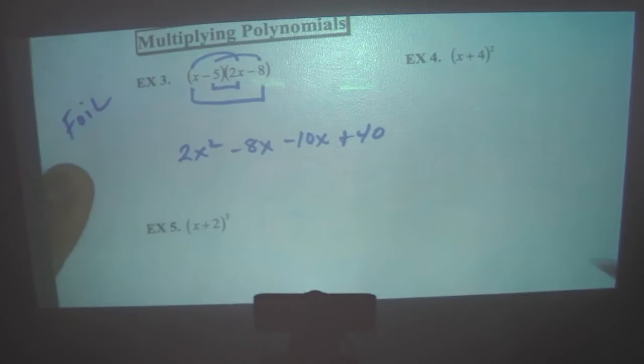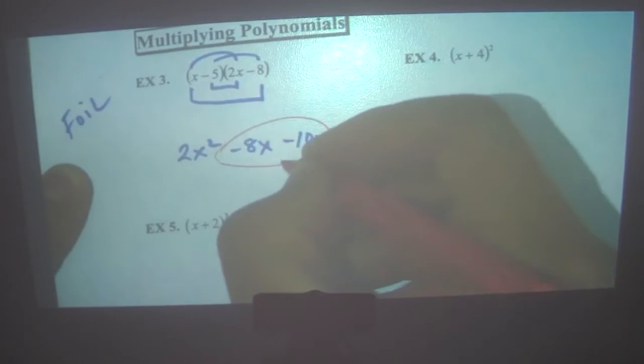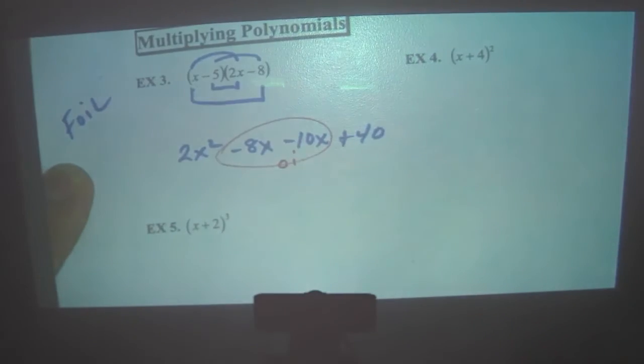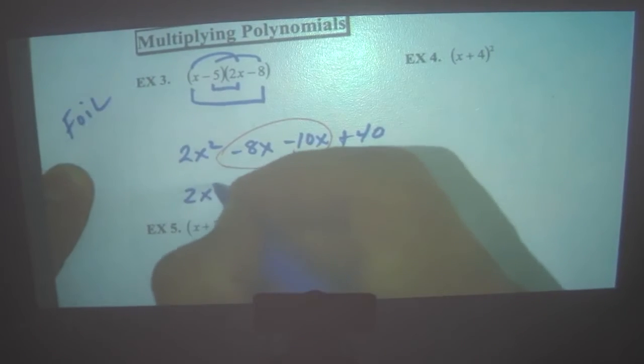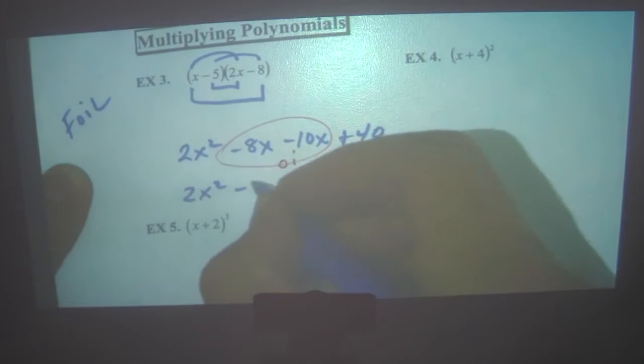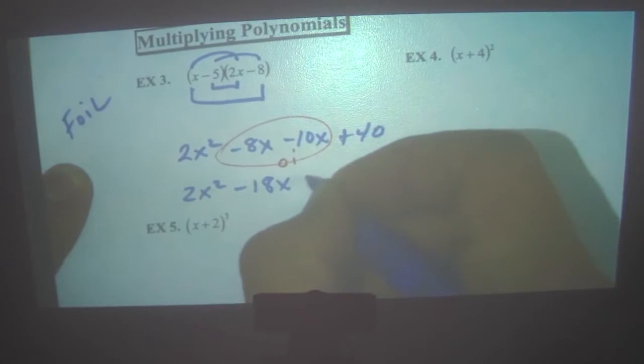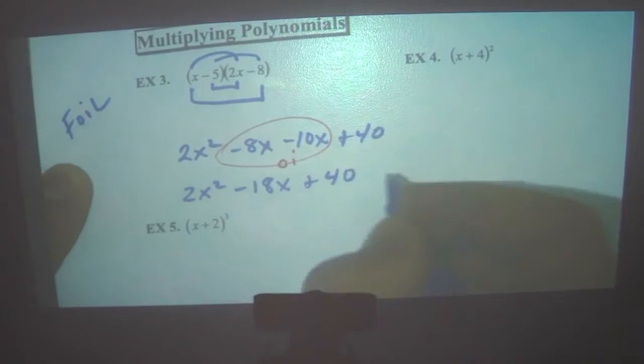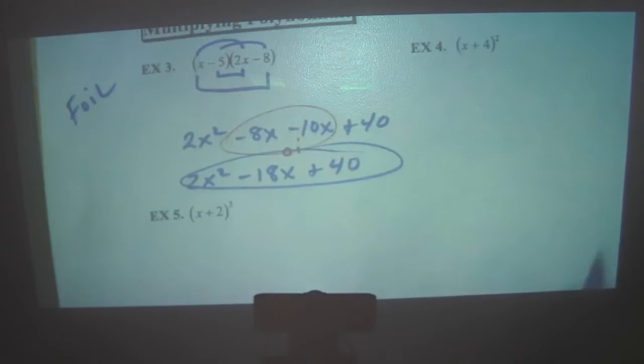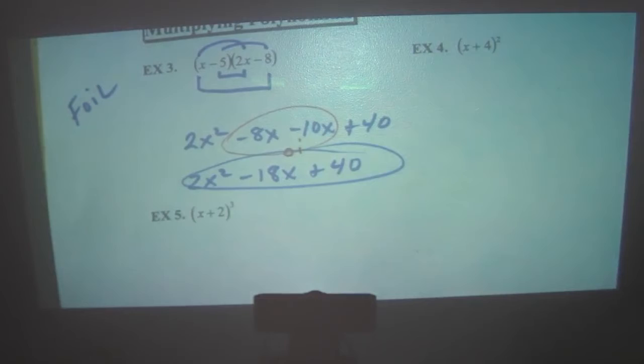Last but not least, always combine your terms. Usually, it's the OI terms that can be simplified. So the F was 2x squared. The OIs turn into negative 18x, and then plus 40 for your last term. So final answer, I get 2x squared minus 18x plus 40.